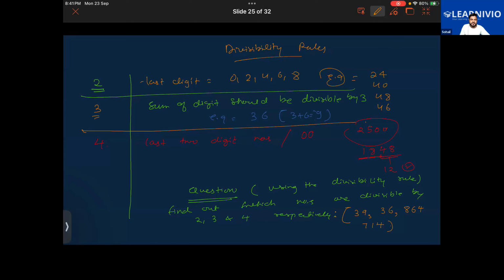The question is, Sumaya, find out which numbers are divisible by 2, 3, and 4. So the numbers are 39, 36, 864, 714. Out of these numbers, which one of these will be divisible by 2? And which one of these will be divisible by 3 and 4 respectively?